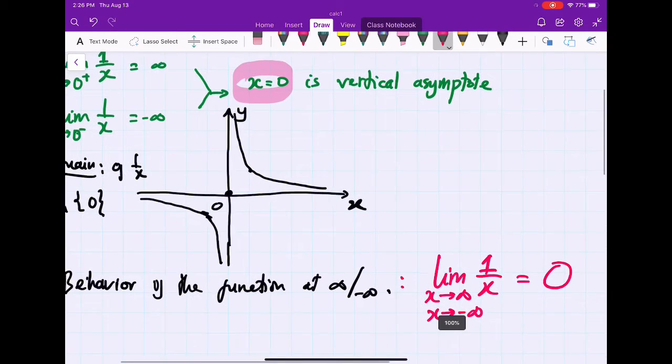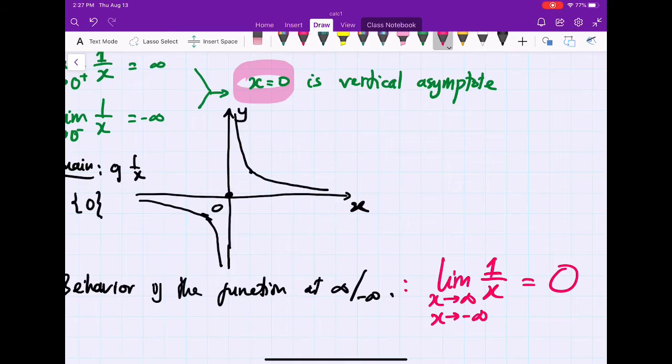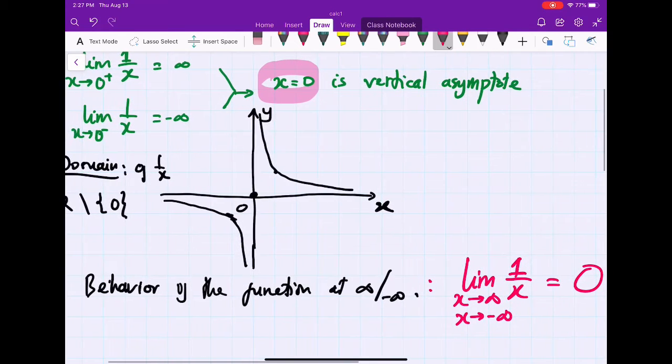And this function is pretty easy, right? The limit is 0. Why? Because 1 divided by a very big number, you increase it, right? So the inverse of that number should decrease to 0. That's it. So the limit is 0. Again, what does it mean?